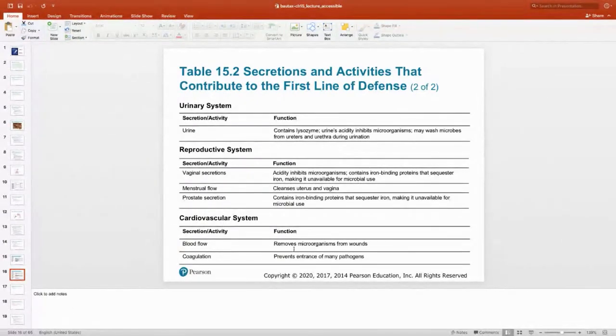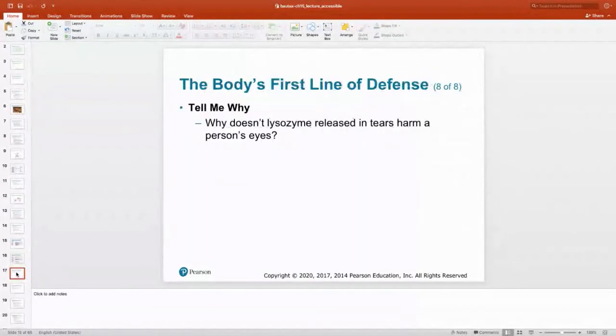Then the cardiovascular system: the blood flowing through is going to move microorganisms away from the wounds. Coagulation is going to prevent entry of the pathogens.